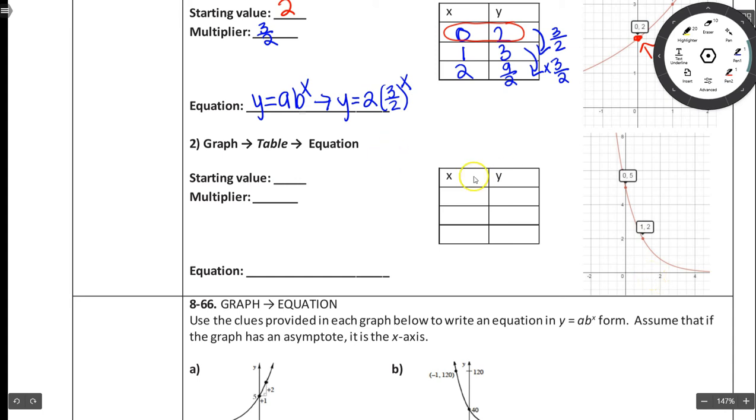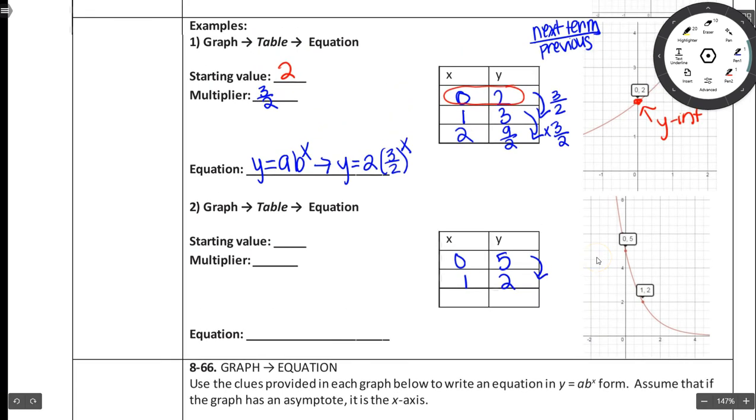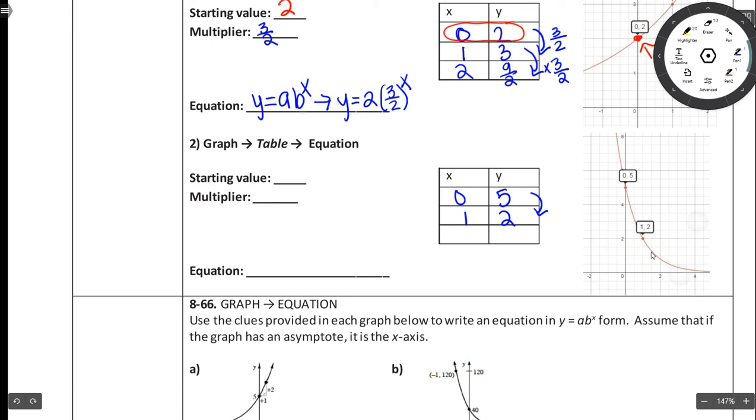Let me start by plotting my points onto my table here. We have 0, 5, and then we have 1, 2. And how do I find my multiplier? It's always my next term divided by my previous term. So my next term is 2. My previous term is 5. So my multiplier is 2/5.